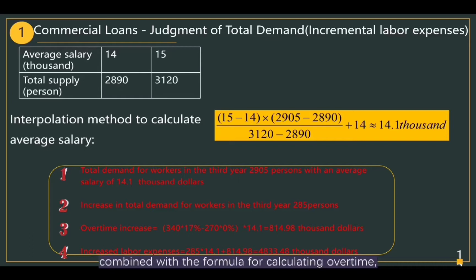Combined with the formula for calculating overtime, we can conclude that the increase in overtime is equal to 340 multiplied by 17% minus 270 multiplied by 0%, multiplied by 14.1, which is equal to $814.98 thousand. And we have previously learned that in the third year the total worker demand increases by 285 people. So we can calculate that the increase in labor expenses is equal to 285 multiplied by 14.1 plus 814.98, which is equal to $4,833.48 thousand.